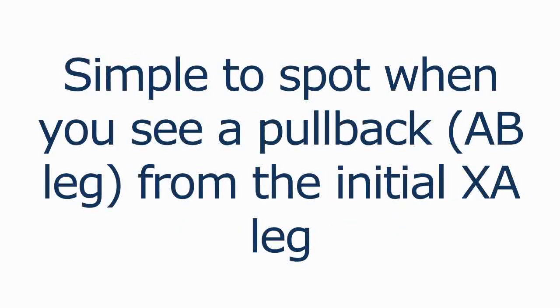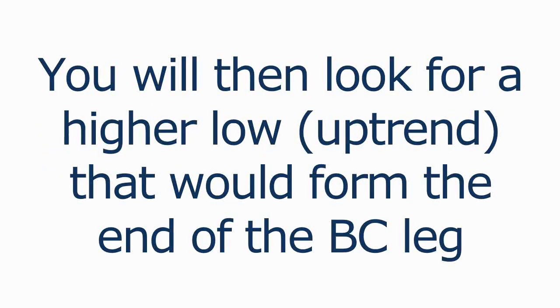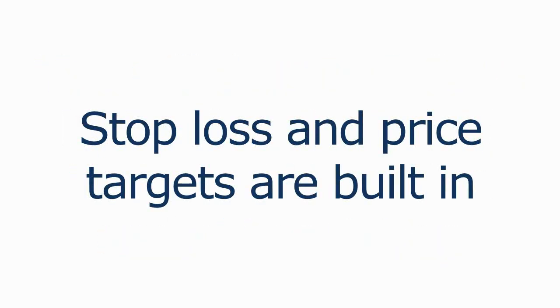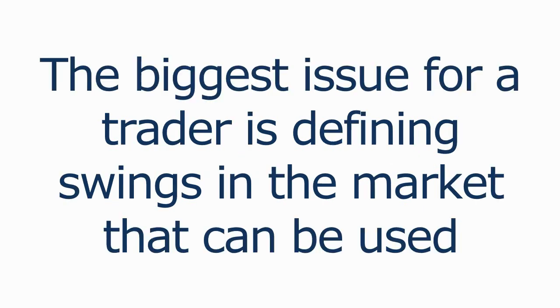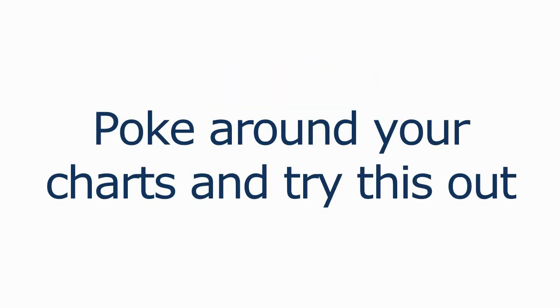So wrapping this up, the butterfly pattern, it's pretty simple to spot when you see a pullback, the A to B leg, from the initial XA leg. You will then look for a higher low in uptrends that would form the end of the BC leg. The stop loss and the price targets are built in, which takes much discretion out of the butterfly strategy. And the biggest issue for a trader is defining swings in the market that can be used to draw the pattern. And the rule of thumb is just use swings that are obvious. So take a look around your charts for the patterns and define your trading rules for the butterfly strategy or for the last two I just talked about.